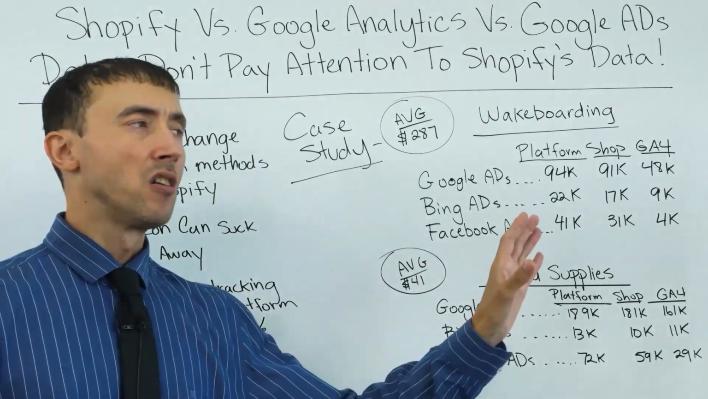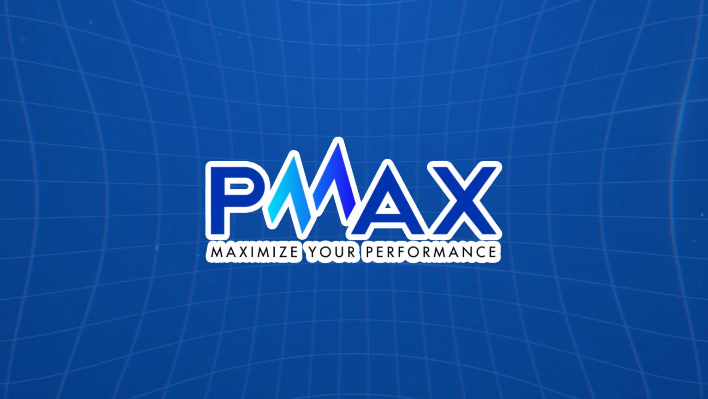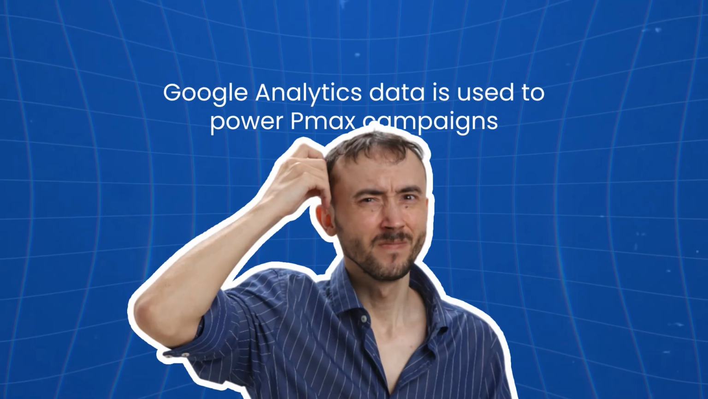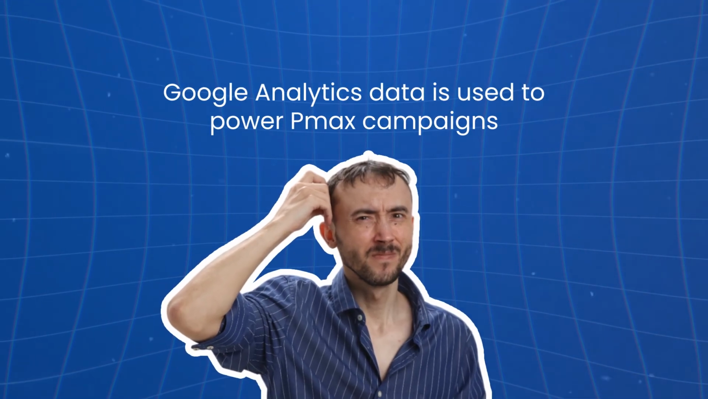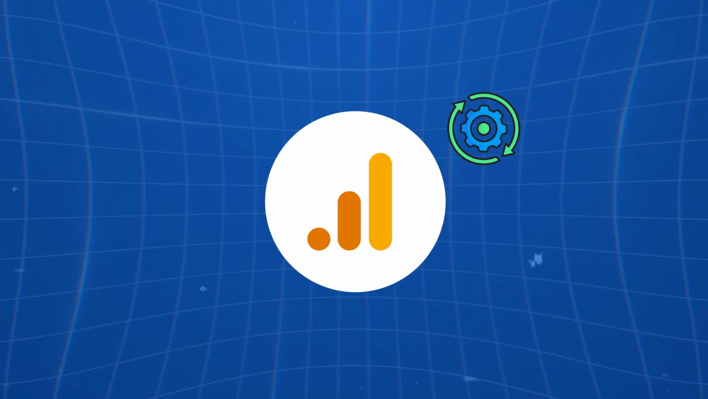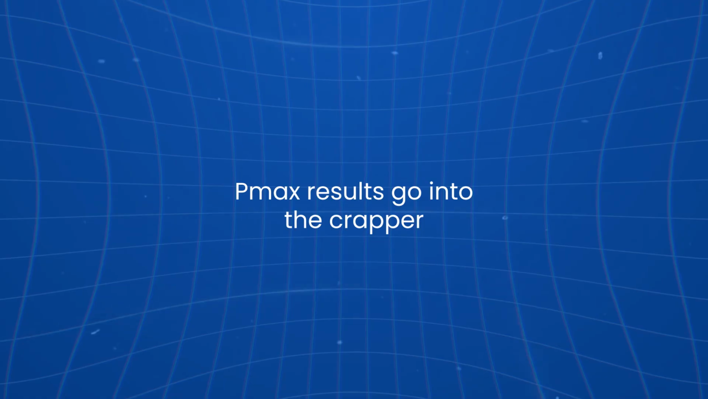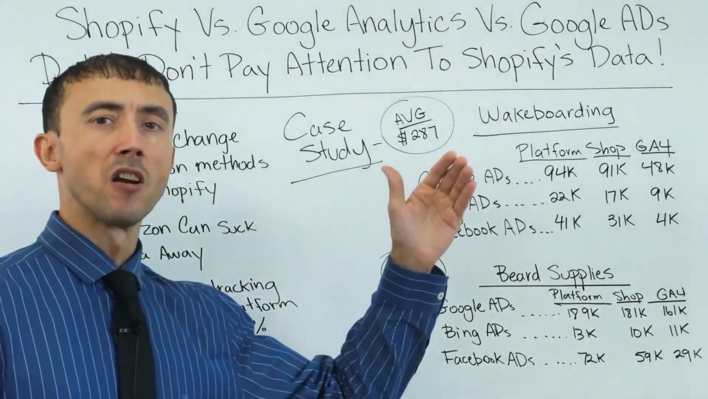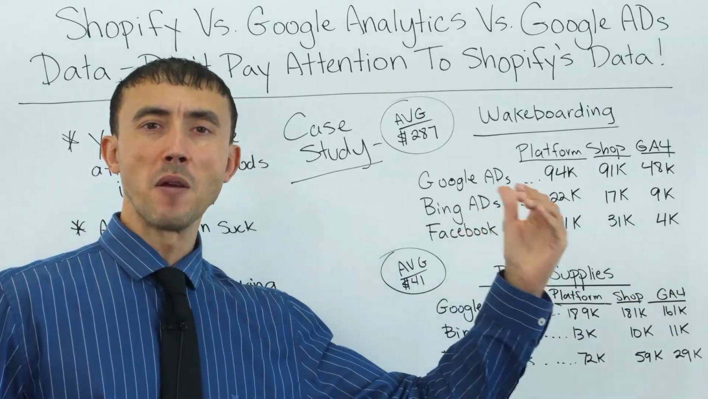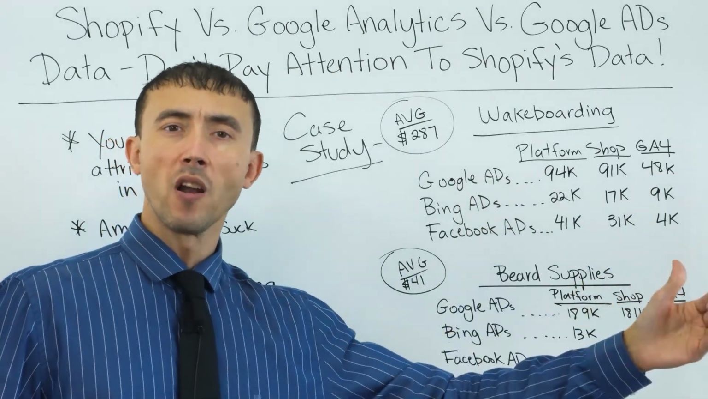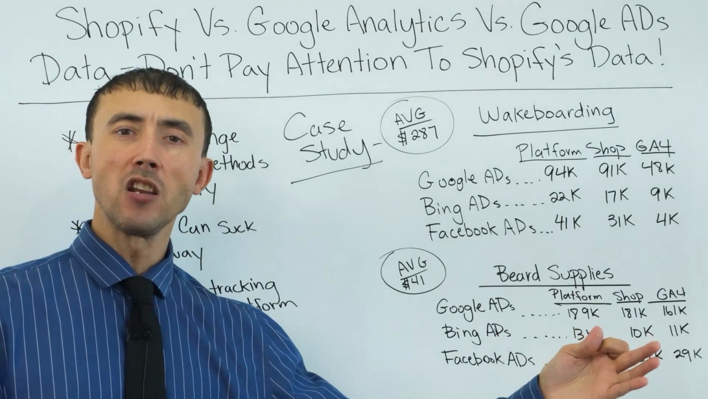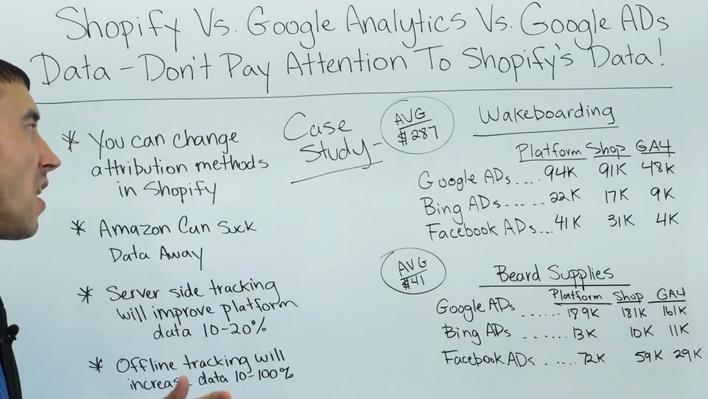Not to mention, if you're running any kind of PMax campaigns, Google Analytics data is used to power the PMax campaigns. A lot of people don't know that, and I found out the hard way when Google Analytics, doing some optimization there, changing stuff, our PMax results went into the crapper once we did that. So that's something else to consider when you're trying to make PMax campaigns work. That is, you want to have Google Analytics set up the right way as well, in addition to any tracking you have set up in Google Ads as well.